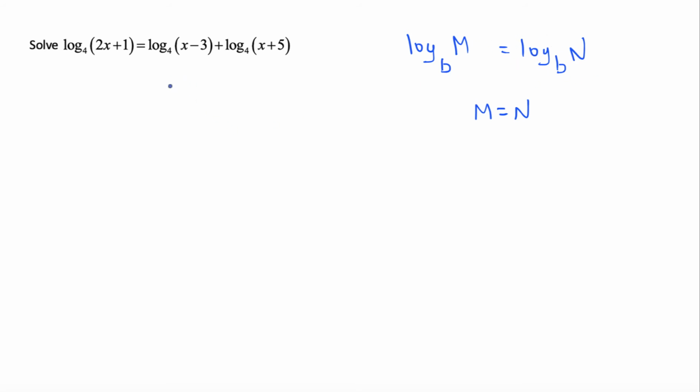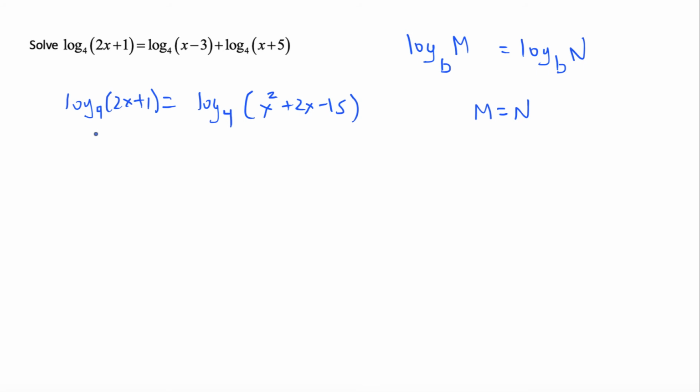Now, before we can actually do that in this case, you notice that, wait a minute, there are two log expressions on the right side. So we should just combine these first. Because of the plus, that tells us that on the right side we should multiply these together. So we can combine them into one log and multiply x minus 3 times x plus 5. We get x squared plus 2x minus 15 here.